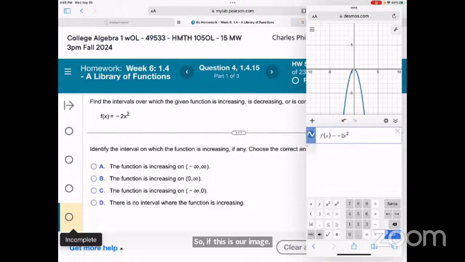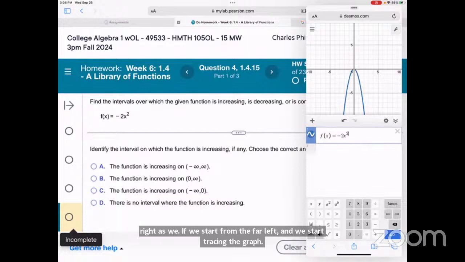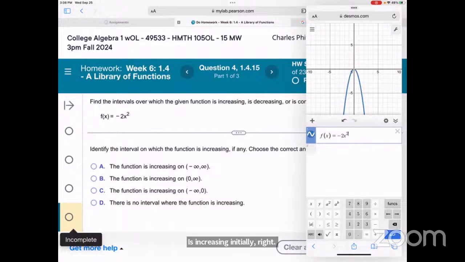notice as we trace the graph from left to right, if we start from the far left and start tracing, it's increasing initially. So over what portion of the domain is it increasing? As x moves from negative infinity up to 0, it should be increasing. So that's going to be C. We're going to go with C there.